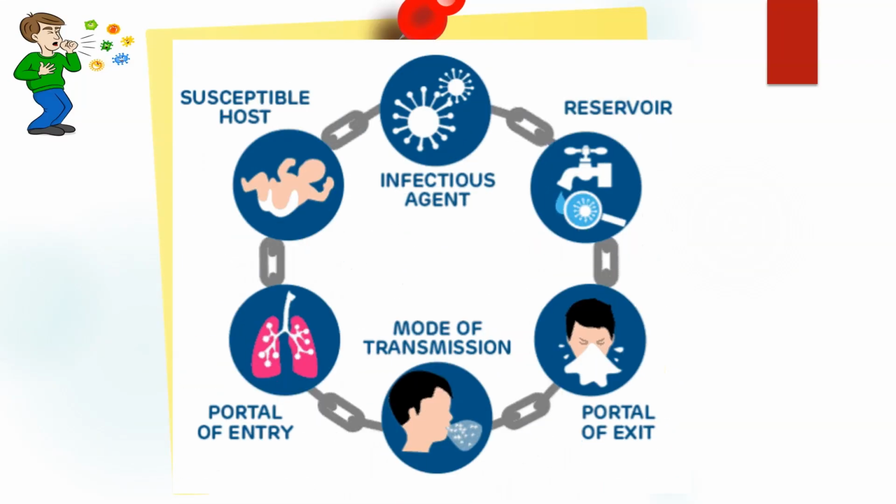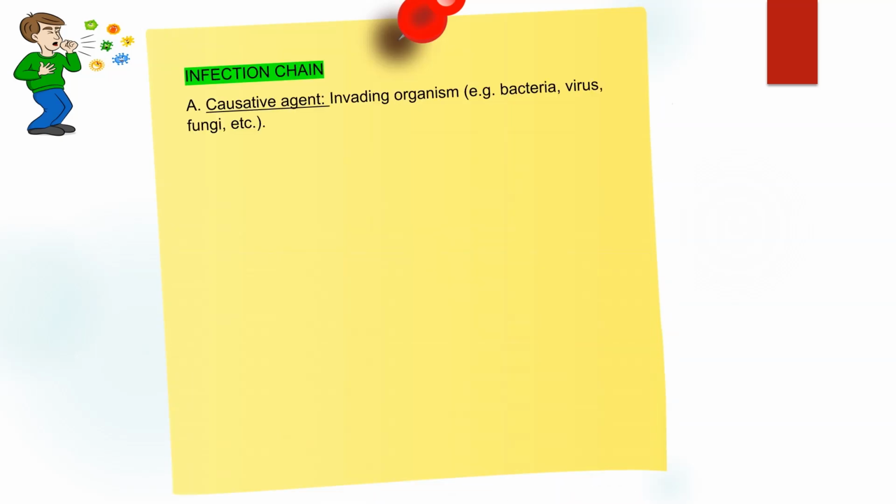Let's see the infection chain. These are the components of the infection chain. Let's see one by one. The first one, causative agent. The invading organism, for example, bacteria, virus, fungi are called causative agents.